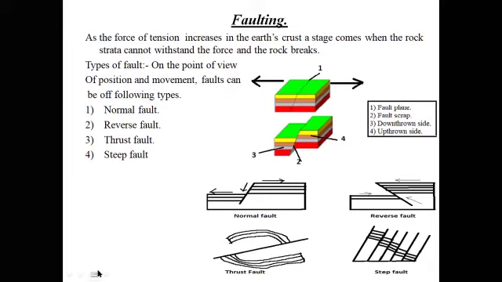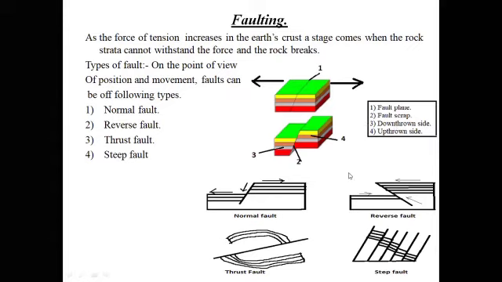Now there are a few terms like fault plane, down thrown side, up thrown side, and fault scarp. What are they? First of all, fault plane, the plane along which the fault takes place. Now you can see here this is a block of a rock. Can you see this line where I have marked one? This is called fault plane. This is the place along which the fault will take place or breaking will take place.